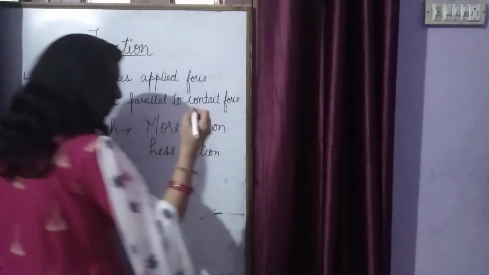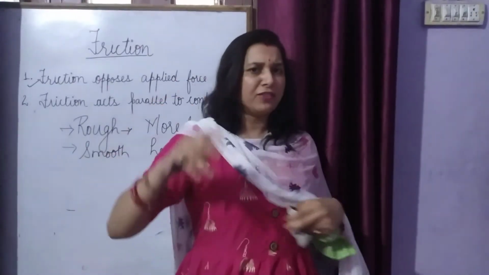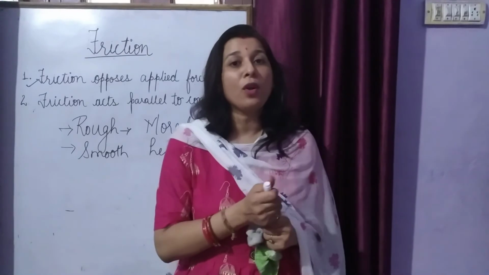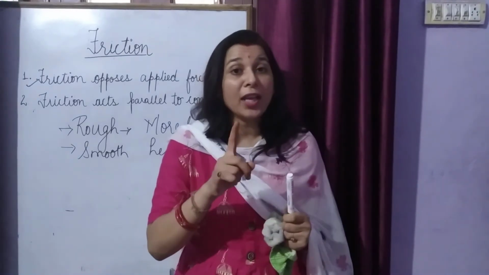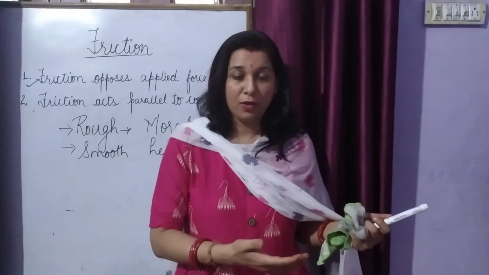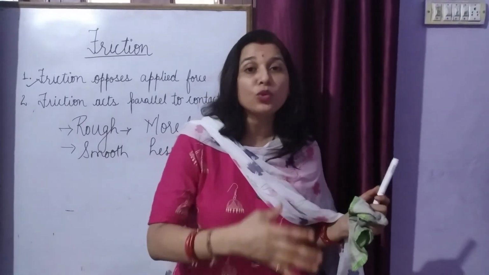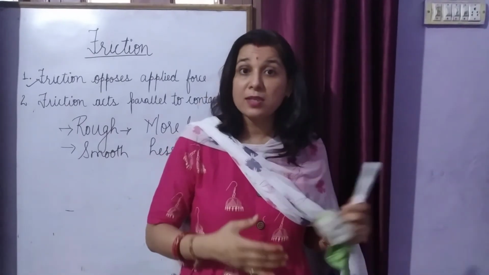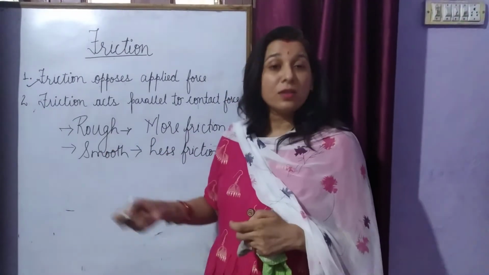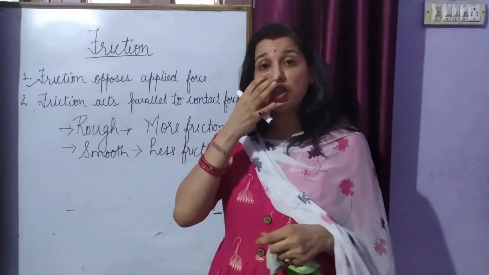Now, for example, when you are walking on the floor of your room, you are walking comfortably. Then, if some water is spilled on that floor, what will happen? You walk very slowly, or you can accidentally fall also. Water is increasing the slipperiness, the smoothness of the floor. That means the friction is less on a smooth surface. What is the friction on a smooth surface? Less. And on a rough surface, friction is more.